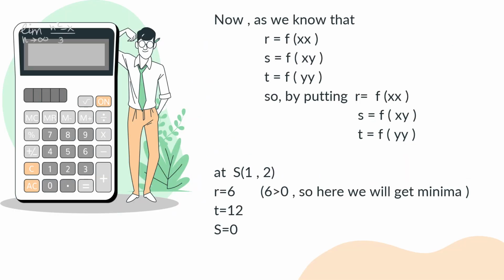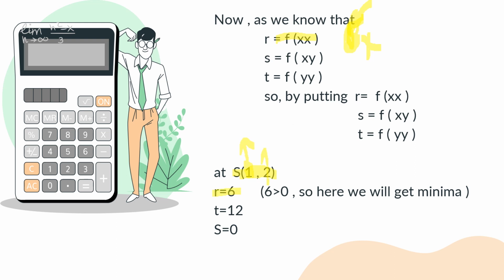Now we will find the values of R, S and T. We already have the value of f of xx, that is 6x. So when we use this stationary point S of (1, 2) and put the value of x as 1, we get r equal to 6.